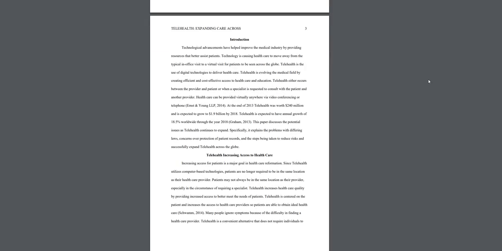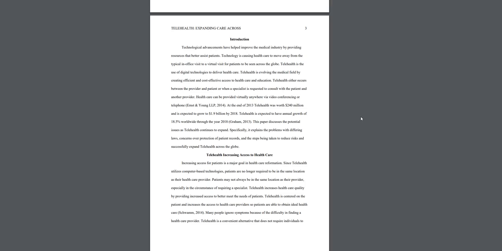Now, for your paper, I do expect you to have a title page, table of contents, and a reference list with at least 5 sources. So here's the format you need to follow. Title page, then table of contents. Now, here we are. I want to point out the importance of having a thesis statement.